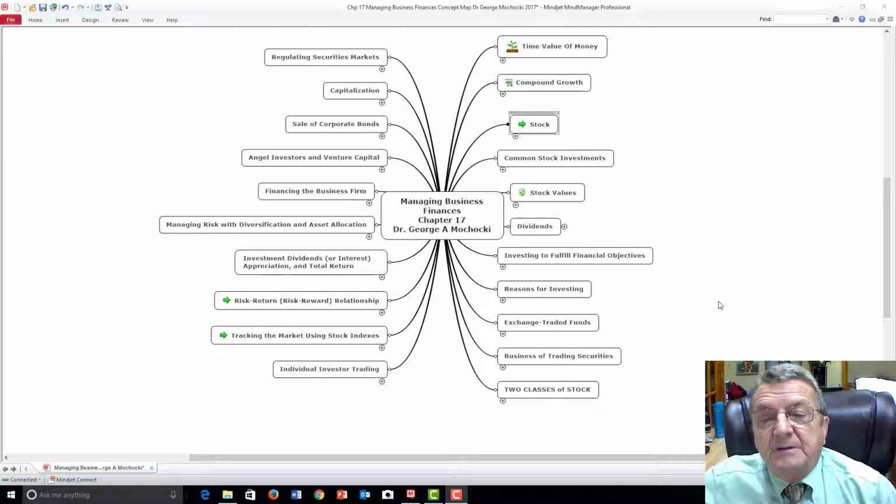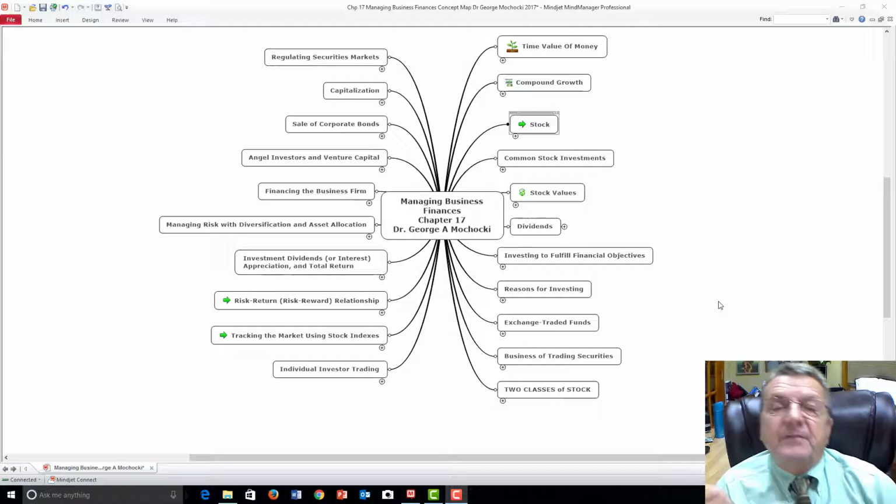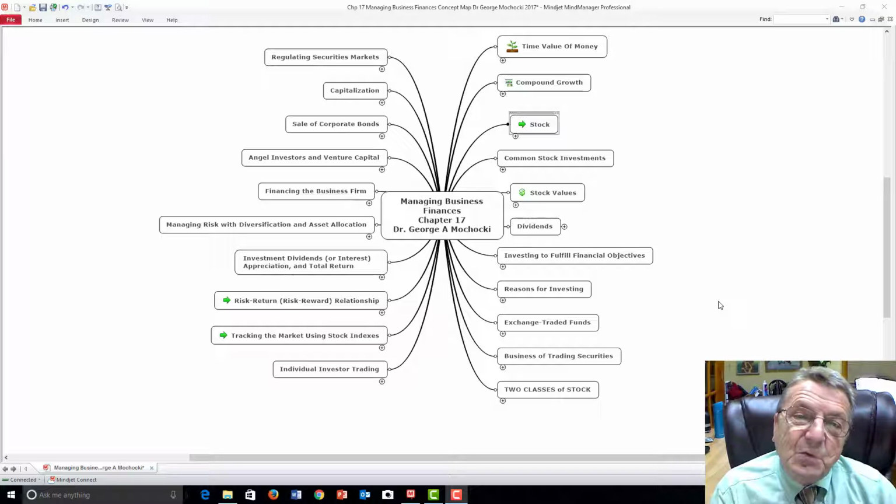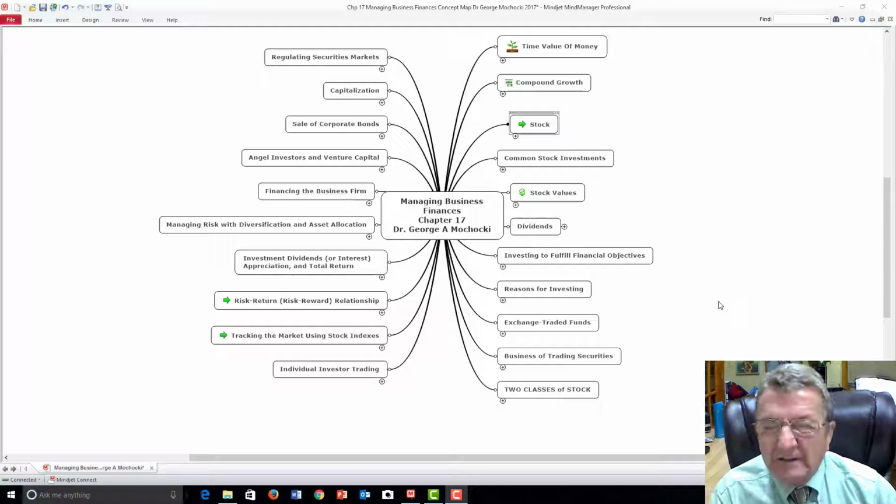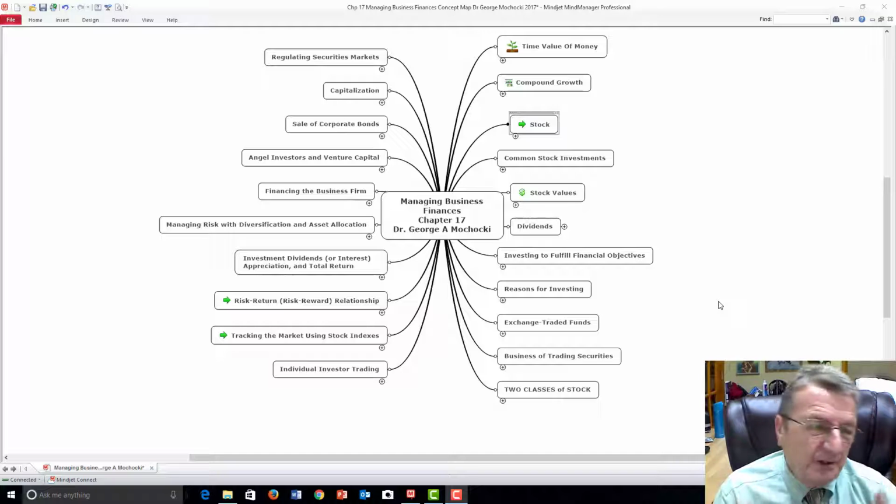So let's talk about money. The first thing you have to understand about money is net present value, or time value of money. What is the money worth today as it is, or what will it be worth in the future? We're going to talk about compound growth. We're going to talk real briefly about stocks. We're going to talk about common stock and preferred stocks, just so you know the difference. We're going to talk about dividends. That's the profits, how to give back to the shareholders.